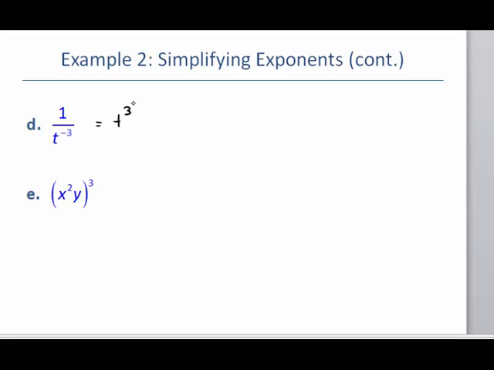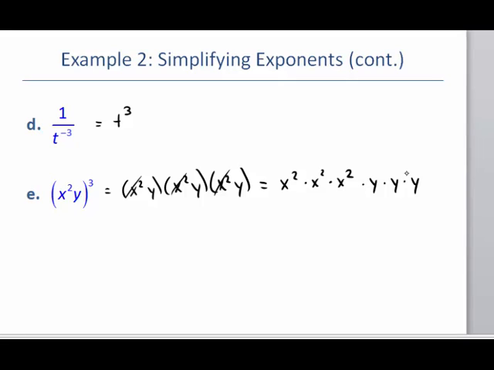All right, our last one here, x squared times y in parentheses raised to the third power. Remember that when we raise something to a power, it means we're going to take that expression and multiply it by itself 3 times. So we have x squared times y times x squared times y times x squared times y. Let's regroup this. We have x squared times x squared times x squared. That puts our x's together and takes care of those first 3 terms. And then we also have a y times y times y.